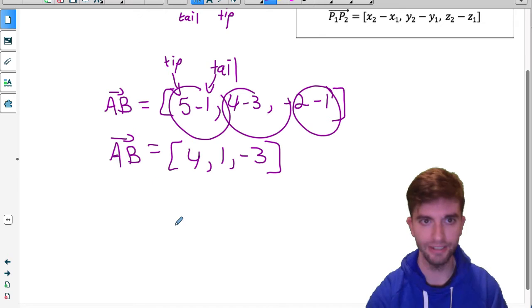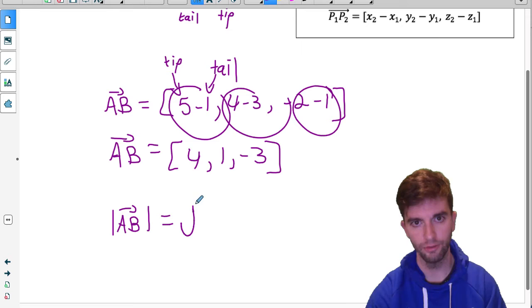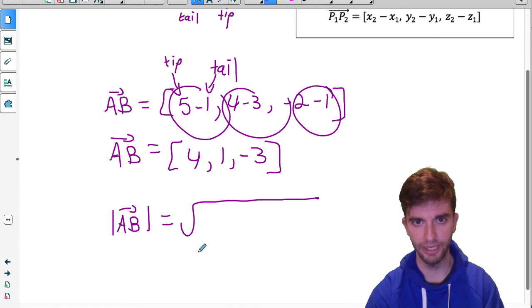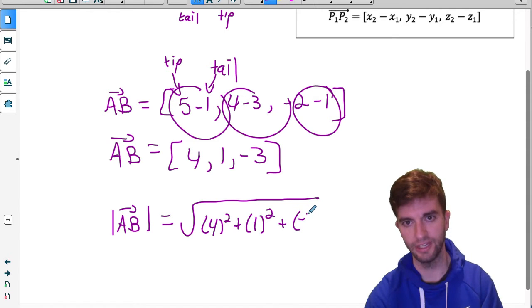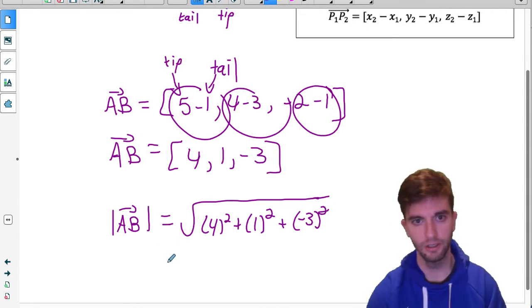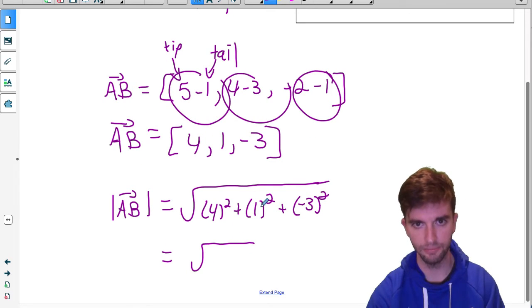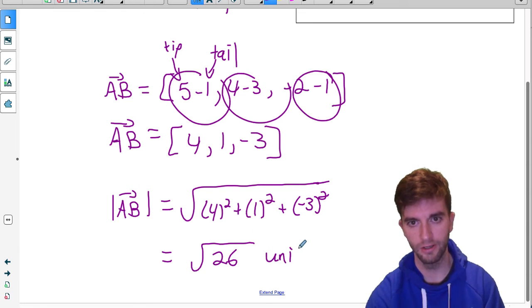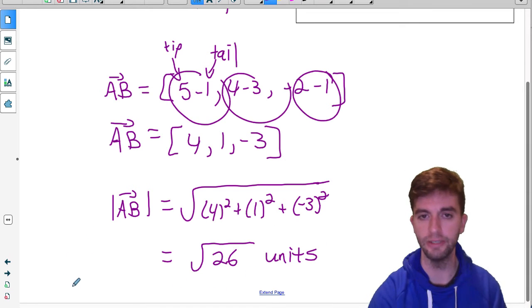So now we need to find the magnitude of this vector. So the magnitude of vector AB would equal the square root of the sum of the squares of the x, y, and z components. So the square root of 4 squared plus 1 squared plus negative 3 squared. And that's equal to the square root of 16 plus 1 is 17, plus 9 is 26. So it's root 26 units. That's the exact magnitude of vector AB.